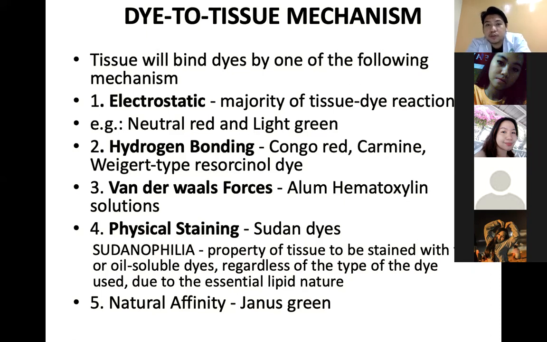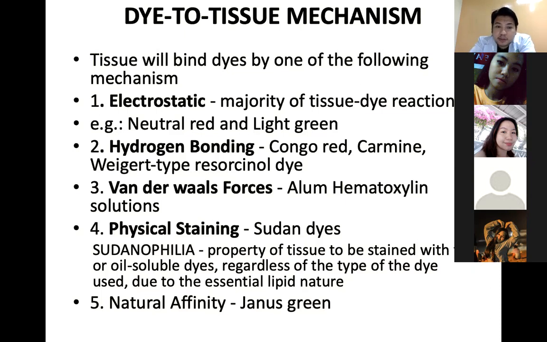So how does this hydrogen bonding dye-to-tissue mechanism work? This form of dye-tissue attraction arises from a hydrogen atom lying between two electronegative atoms. Spontaneous thermodynamic changes towards this organization lead to attraction between dye molecules and tissue groups. For example, we have the staining of amyloid and cellulose by various bisazo dyes.